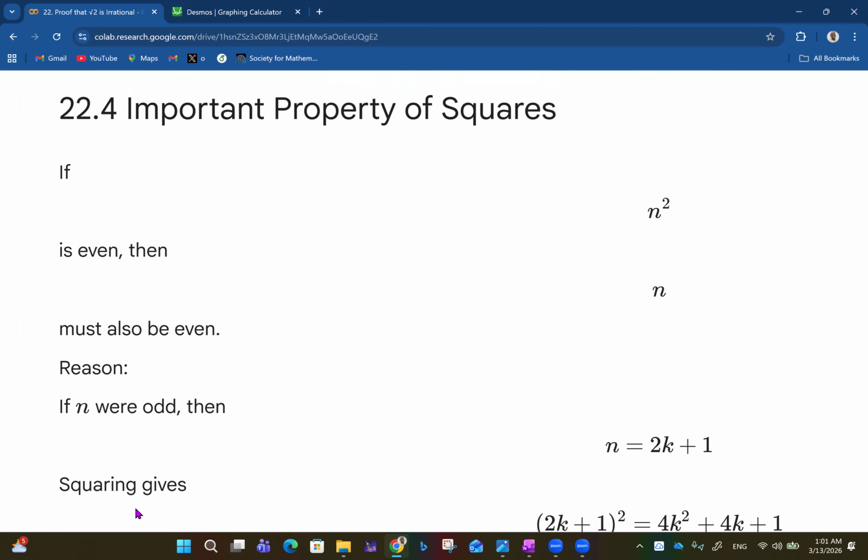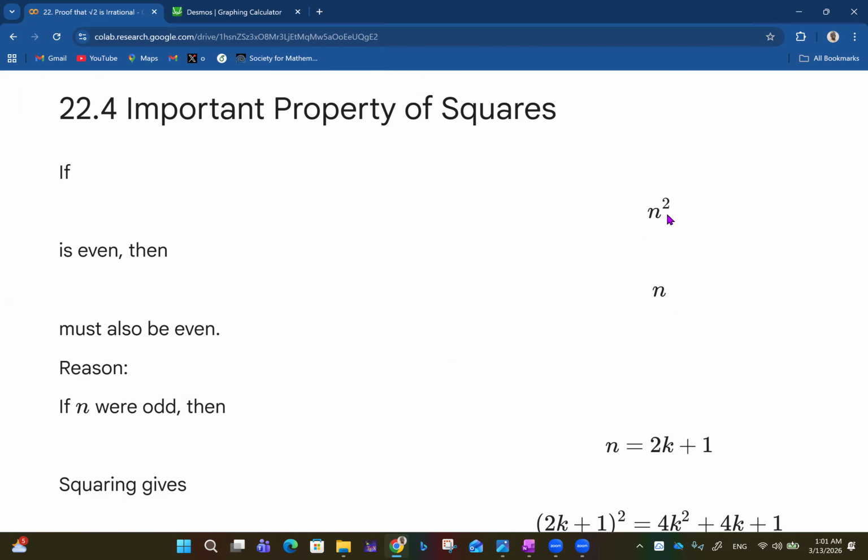We need the idea of rational and irrational numbers. We need the idea of proof by contradiction. We also need the concept of even and odd numbers. And then we now need the important property of squares. Generally speaking, if n squared is even, then n must also be even. It's not possible that the square of a number is even when the number itself is not even.